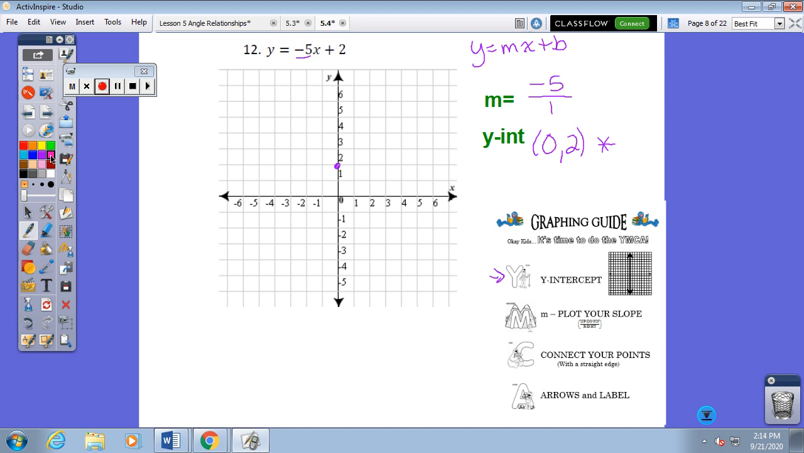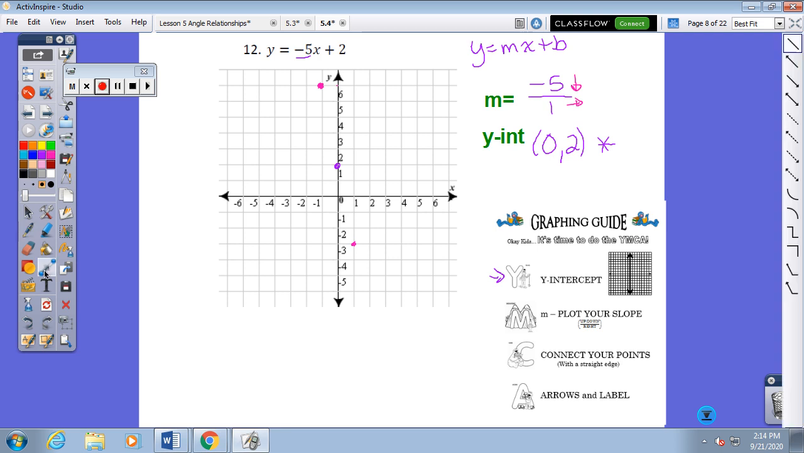Then we're going to go down 5 and always to the right on the bottom. So the top number is up or down, and then to the right on the bottom. So 1, 2, 3, 4, 5, to the right 1. We ran out, so instead of down and to the right, I'm going to go up and to the left. 1, 2, 3, 4, 5. Back 1 here.